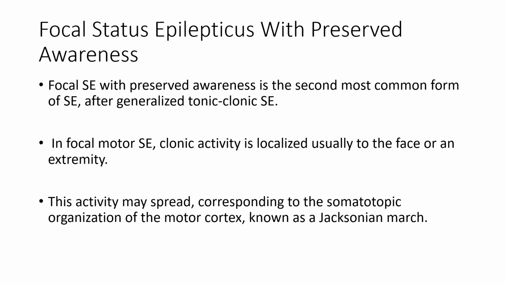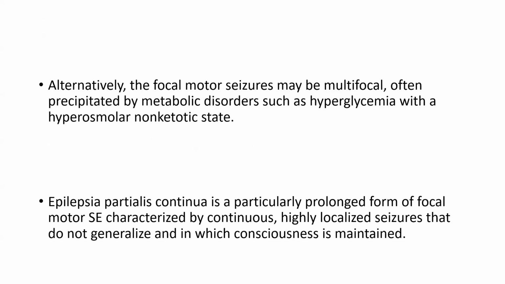Now, focal status epilepticus with preserved awareness. It is the second most common form of status epilepticus after generalized tonic-clonic status epilepticus. In focal motor status epilepticus, clonic activity is localized, usually to the face or an extremity, and this activity may spread corresponding to the somatotopic organization of the motor cortex, also known as Jacksonian march.